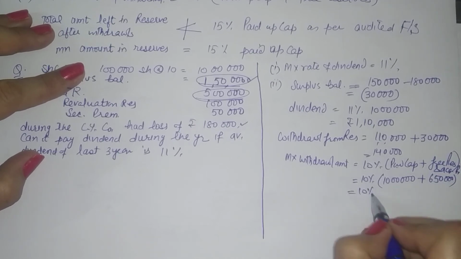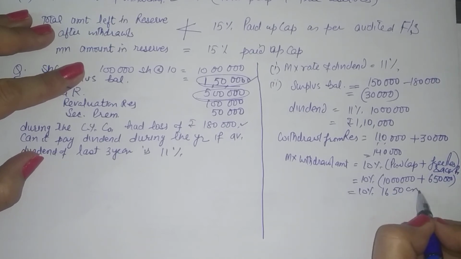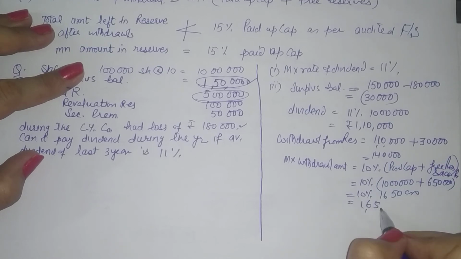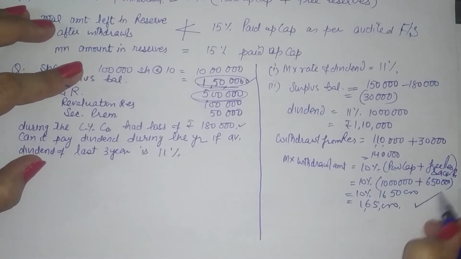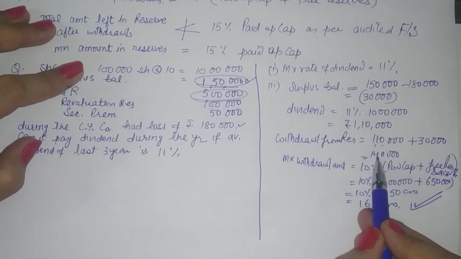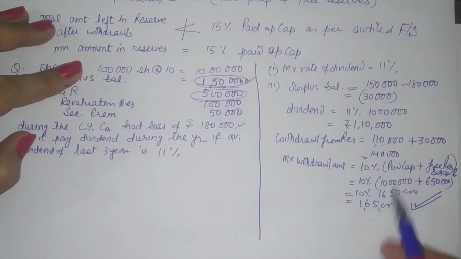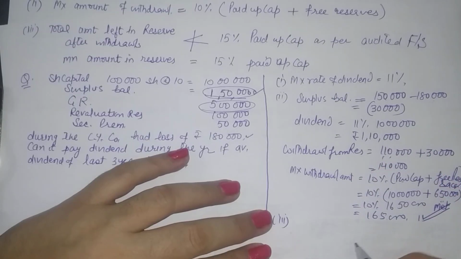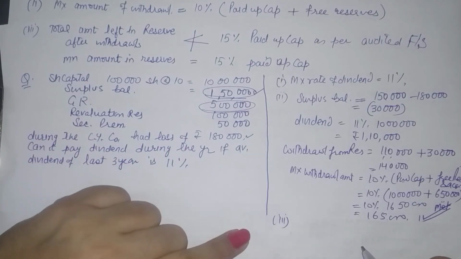So 10% of 16,50,000, that is 1,65,000. So the second condition is satisfied because your withdrawal is going to be 1,40,000. It is within this maximum limit. So it means that this dividend can be provided. Now let us see the third condition.